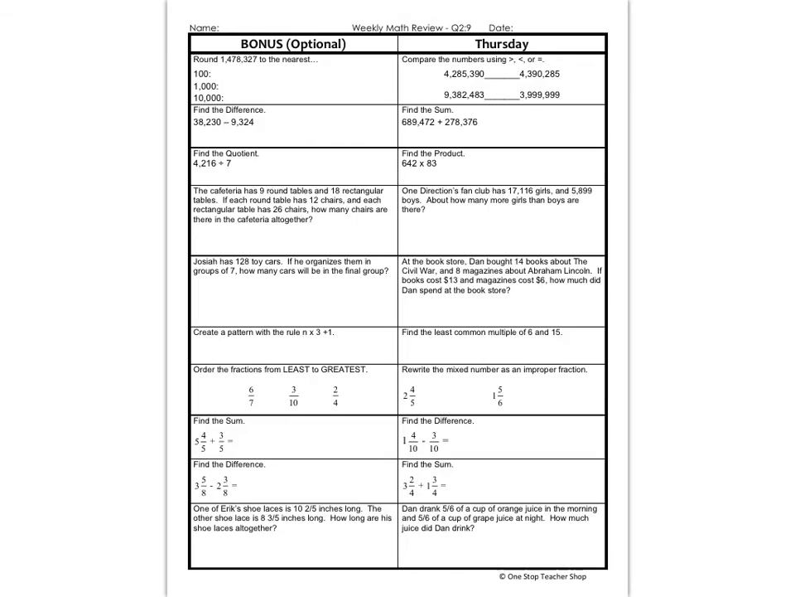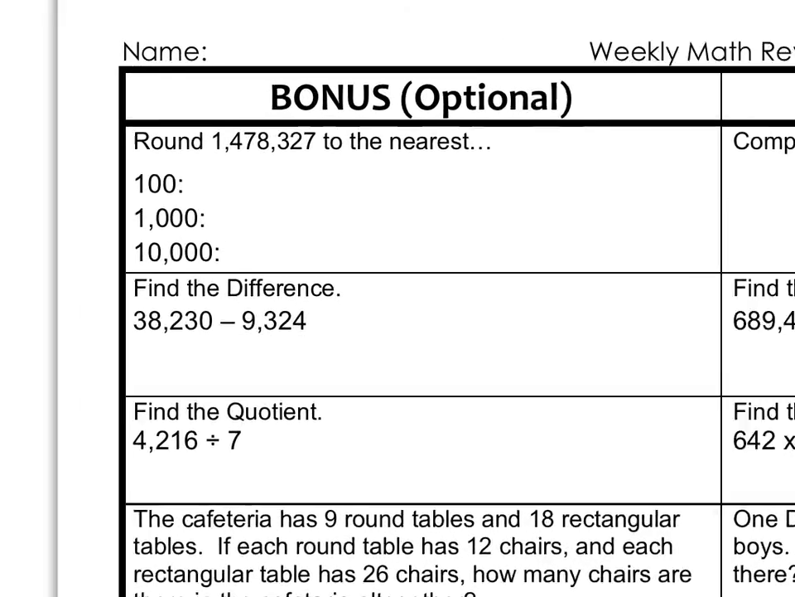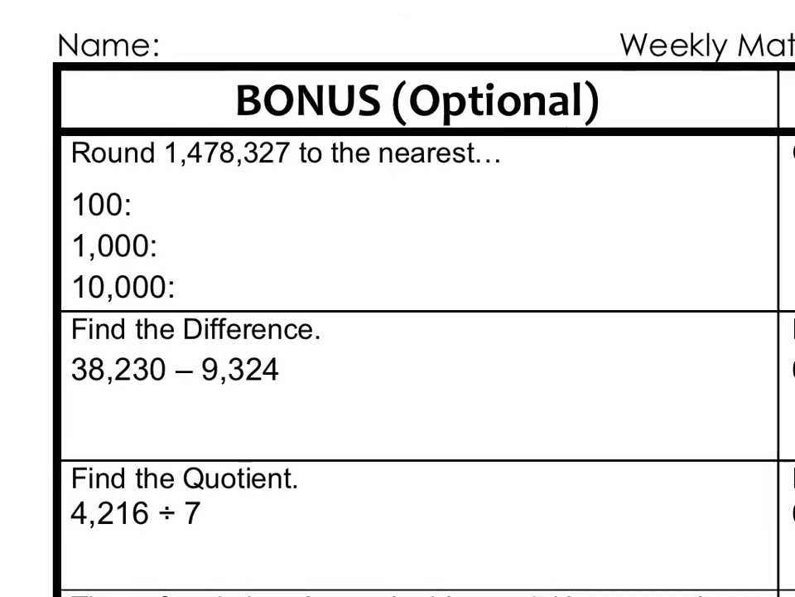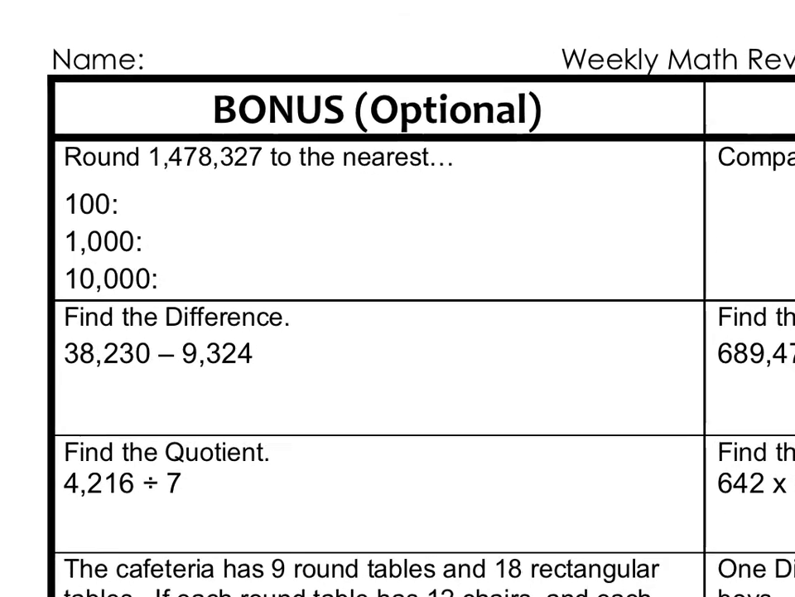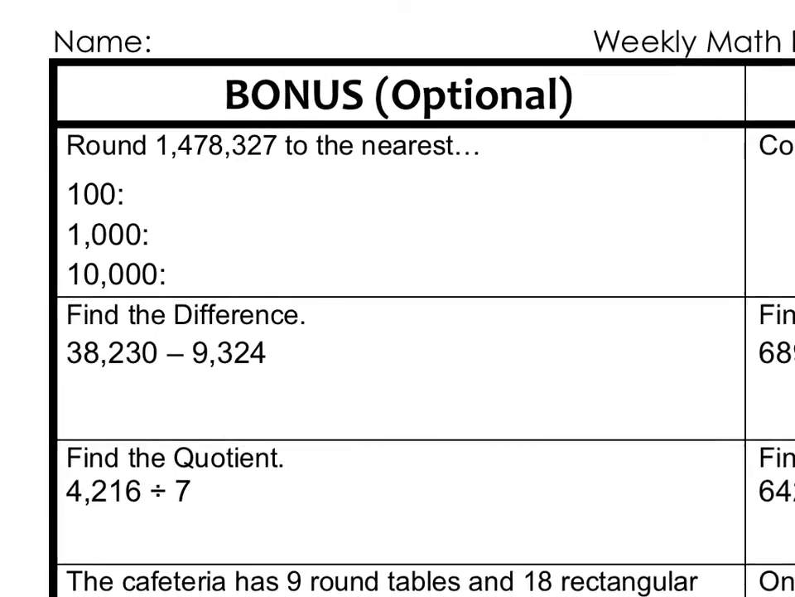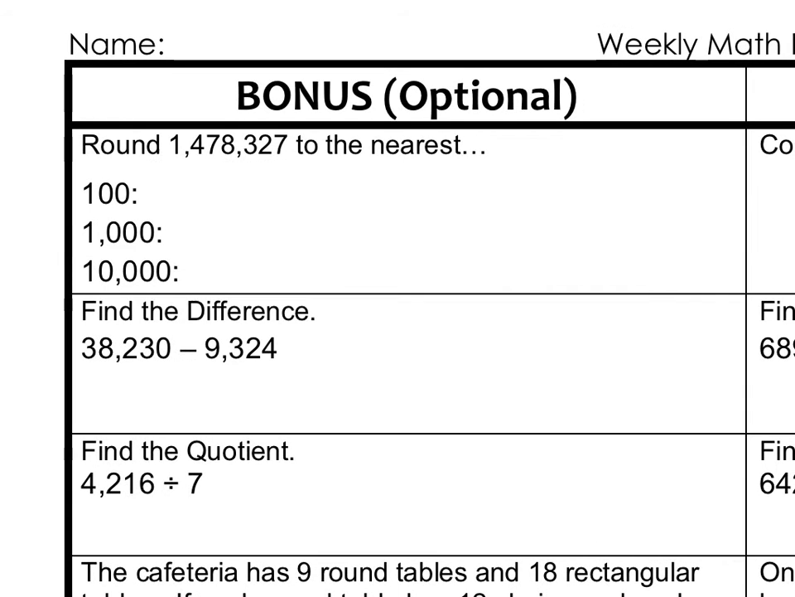Alright, this is the homework check for the optional Wednesday homework for 4th grade. That is in the Q2 week 9 group of lessons. And here we're going to be doing some rounding. We're going to take this number, 1,478,327, to all these different places, okay?